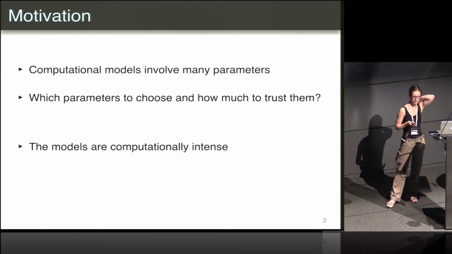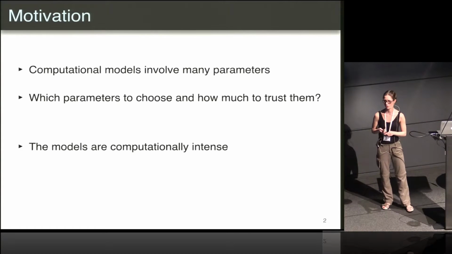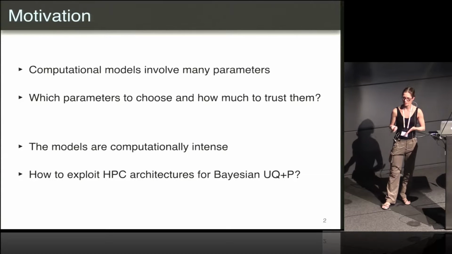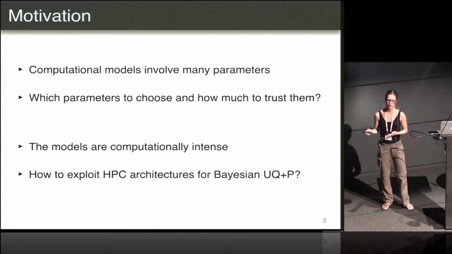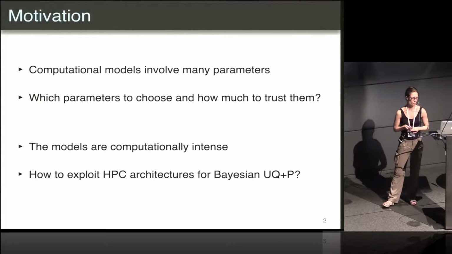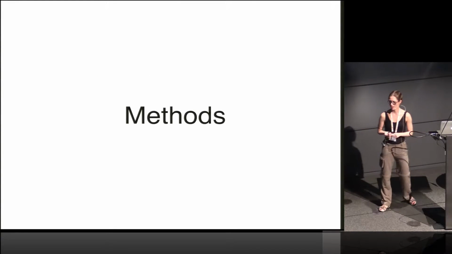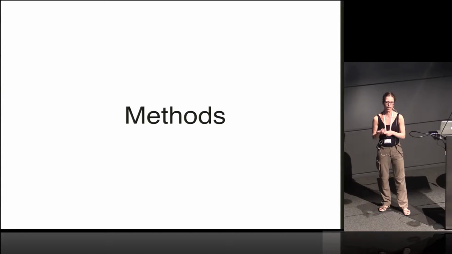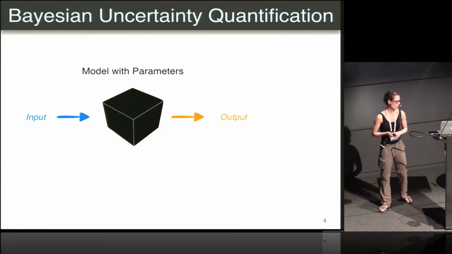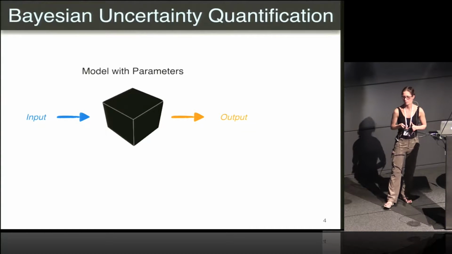And the second part is that the models we use are usually computationally very intense. So we want to exploit somehow the HPC architecture to do the parameter calibration and also to run the models. So those are two parts. First of all, I will be talking about how we do it. So how do we calibrate the parameters?